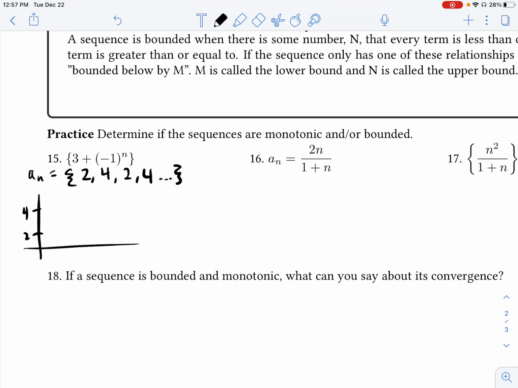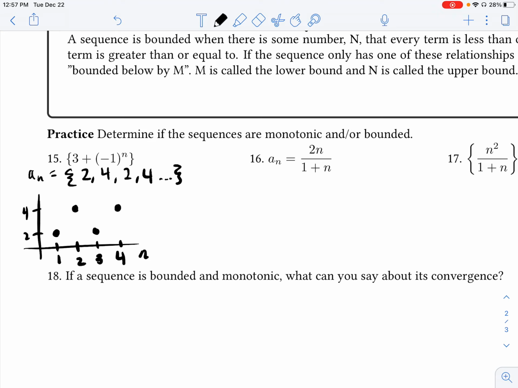If we were to look at this being our n-axis, what we're effectively saying is we're going to get an output. Our first term in our sequence is going to be 2. Our second term is going to be 4. The third term is 2. The fourth term is 4, and this is going to go back and forth here.